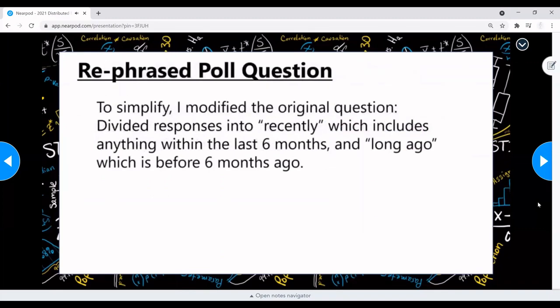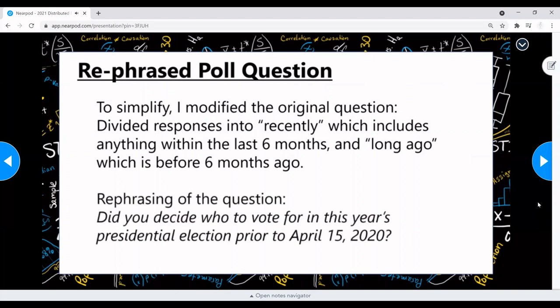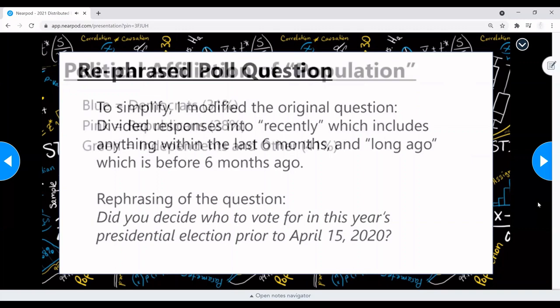Most poll questions have multiple possible responses, but I need them to be binary. So I had to rephrase the question to have just a singular cutoff date for when they had decided who to vote for. This made it a yes or no question.